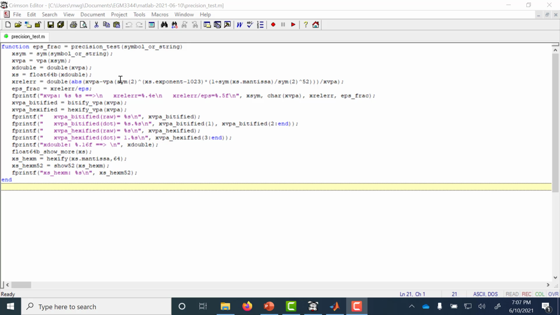divided by EPS. Then I can do some pretty print statements to show the VPA as a symbol and also as a character string. Then I can show the bitified values, both raw and dotted, and then show the double and the pieces of the double. So this is a nice comprehensive function. The function returns EPS frac, and the reason is I want to set myself up to run precision test a bunch of times and see what my highest EPS frac might be.